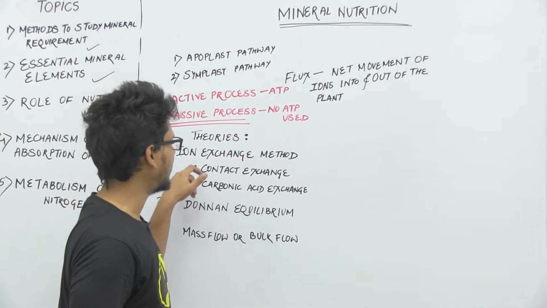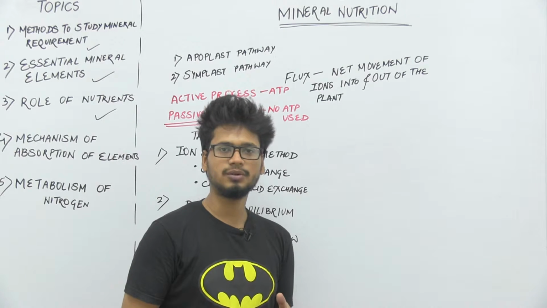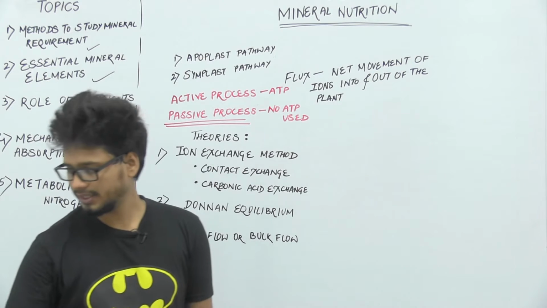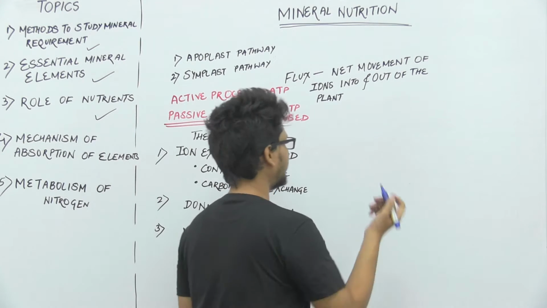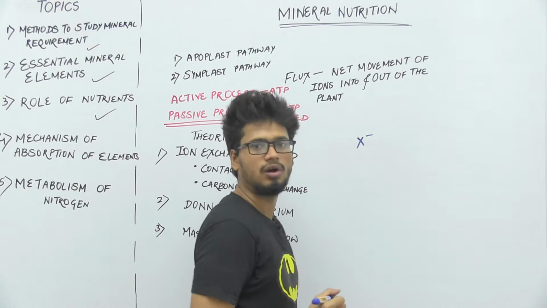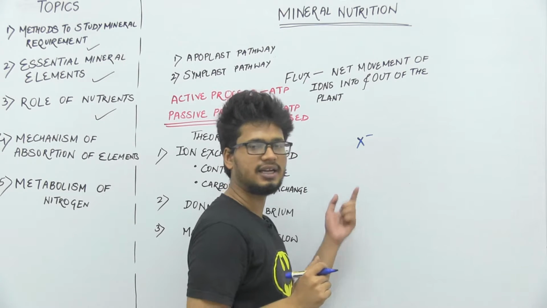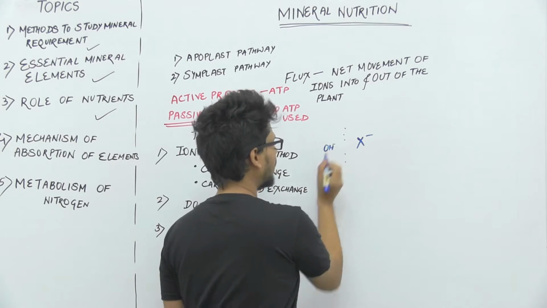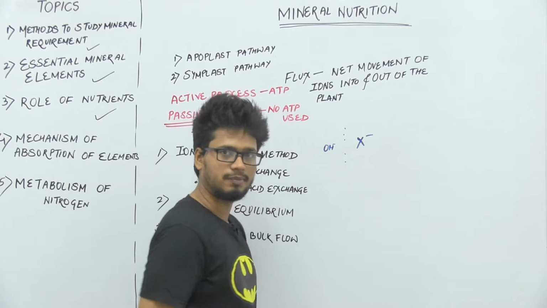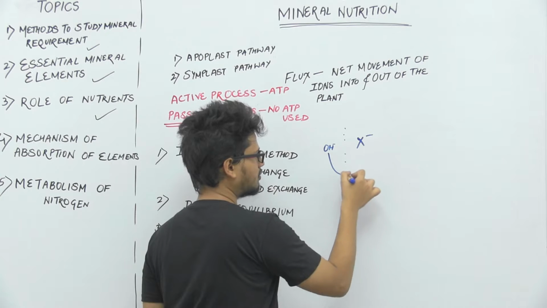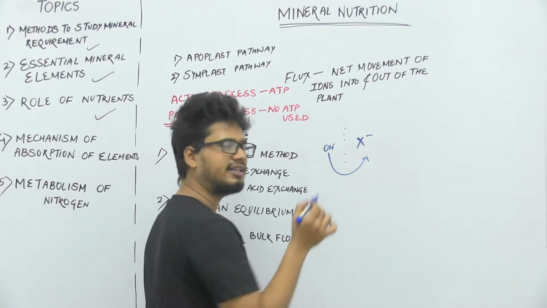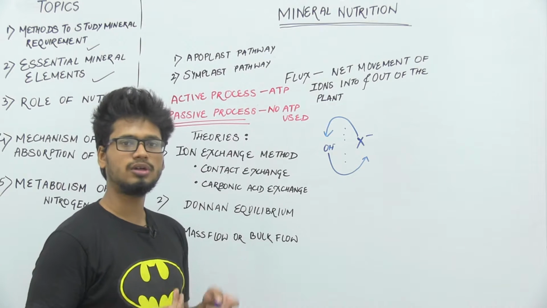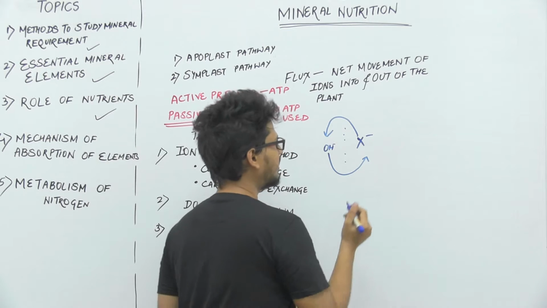So the first theory is ion exchange. Now what does ion exchange mean? Ion exchange means you exchange one ion for another. So let us say I have an ion X minus, which is the ion that I want. It's in the soil. And I presently have OH minus. So what will I do? Imagine I'm the plant. I'll take this OH minus, transfer it into the soil, and I'll take this X minus and take it inside the plant. So in short, what I have to maintain is charge equilibrium.